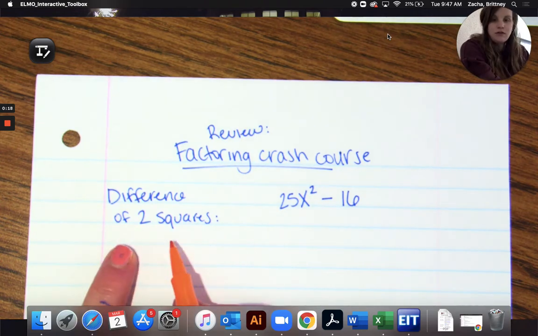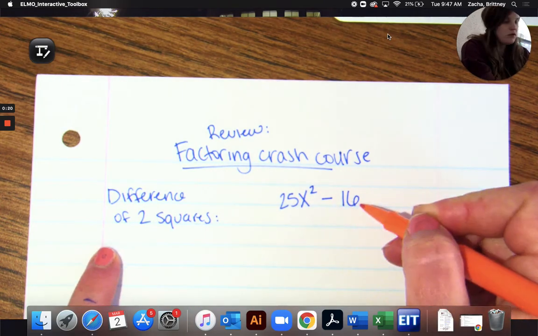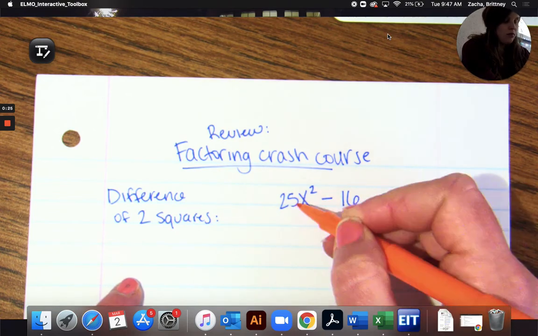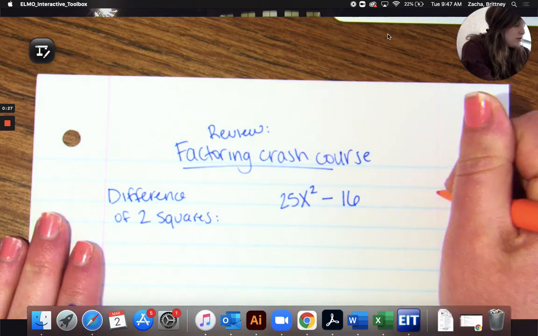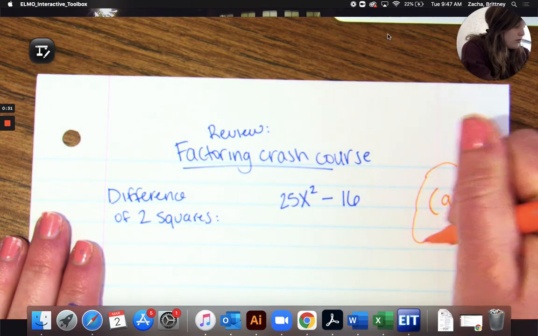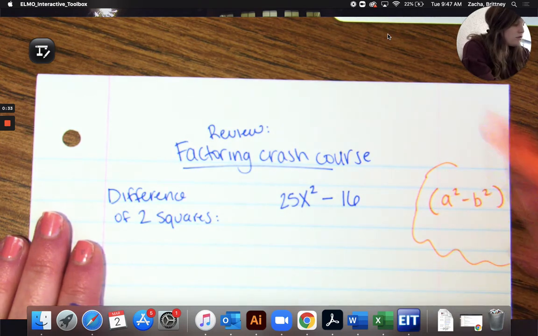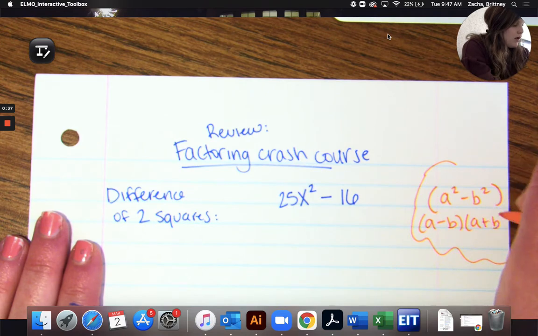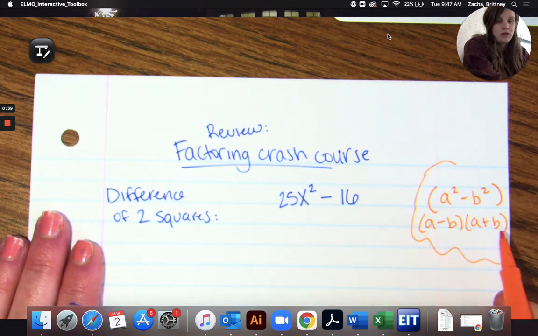Okay, so difference of two squares is when you have two perfect squares with a subtraction sign in between, hence difference of two perfect squares. So this comes from the formula a squared minus b squared, like your thought bubble. And how you factor difference of squares is by just taking the square root of both, where in between your terms, one gets a minus, one gets a plus.